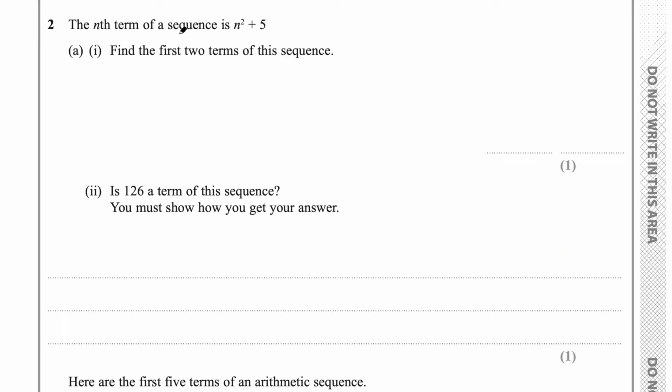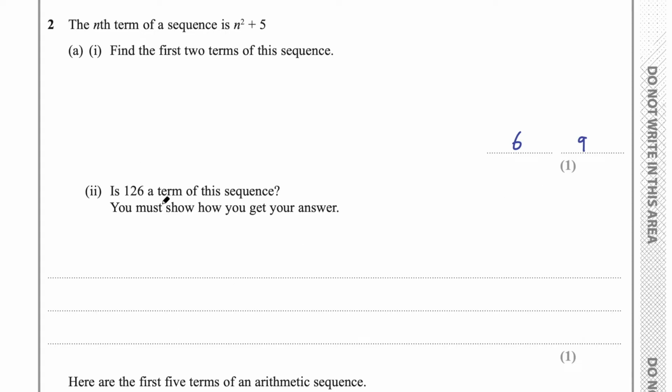Question 2 says the nth term of the sequence is n squared plus 5. Find the first two terms of this sequence. So if we put 1 into this, we'll get 1 plus 5, which is 6. And then if we put 2 in, that'll be 4 plus 5, which is 9.